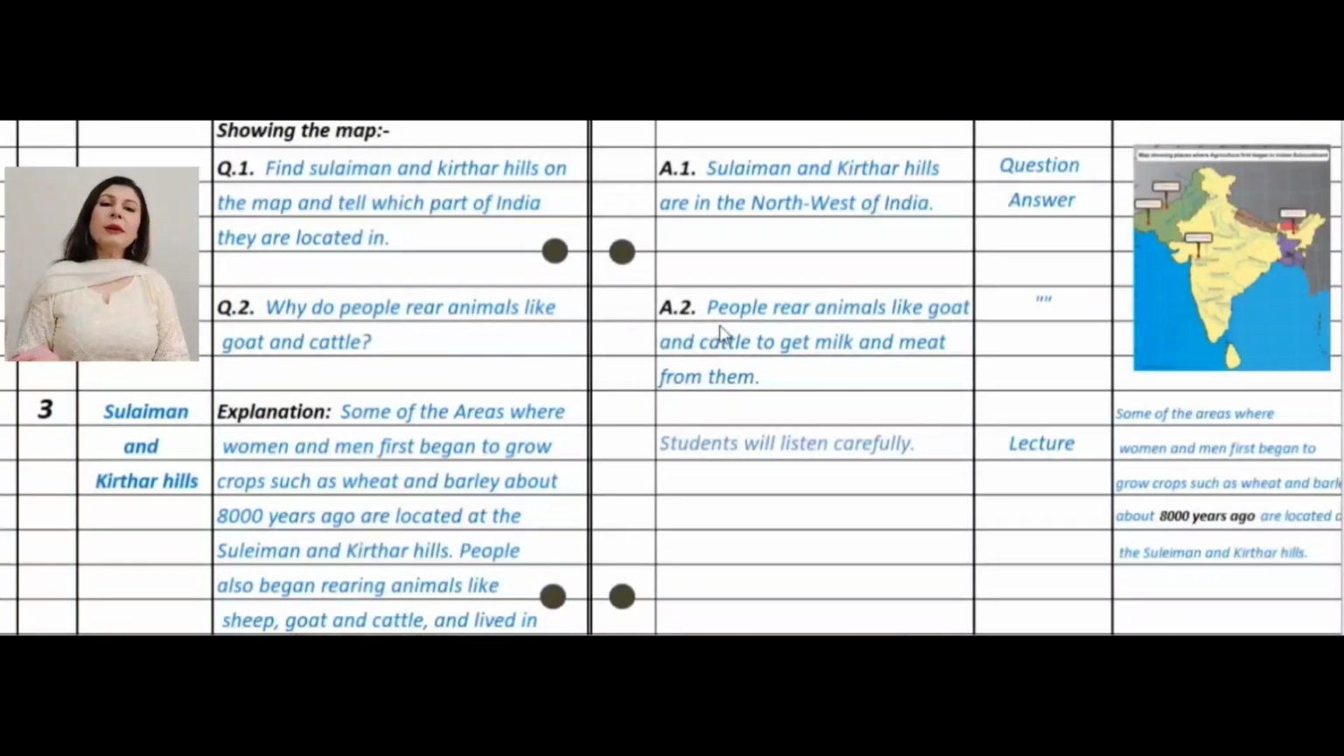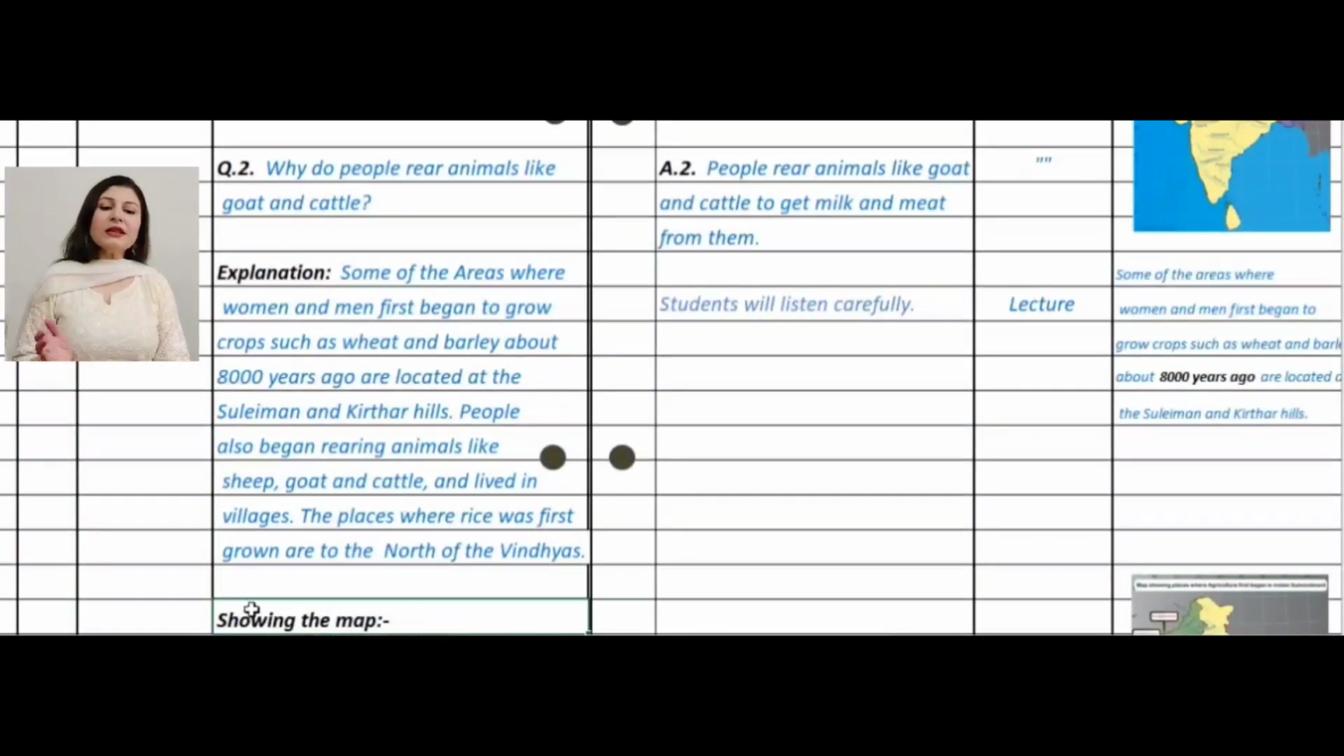The expected answer will be, people rear animals like goat and cattle to get milk and meat from them. So here we will say some of the areas where women and men first began to grow crops such as wheat and barley about 8,000 years ago are located at Suleiman and Kirthar Hills. People also began rearing animals like sheep, goat and cattle and lived in the villages. The place where rice was first grown are to the north of Vindhyas.